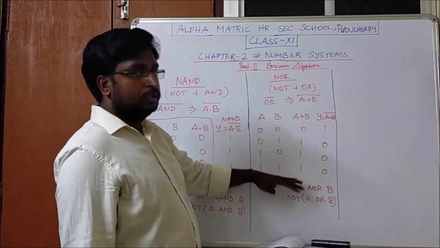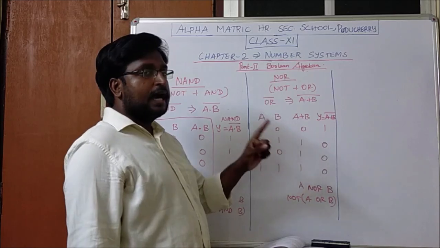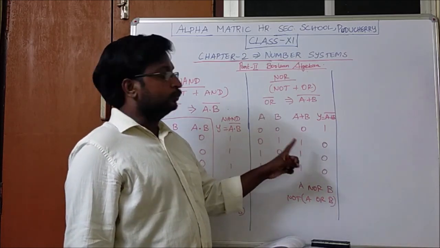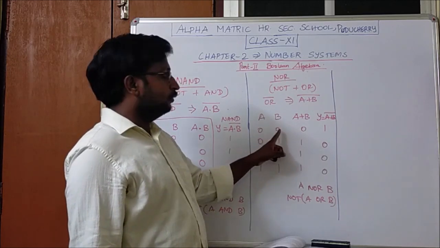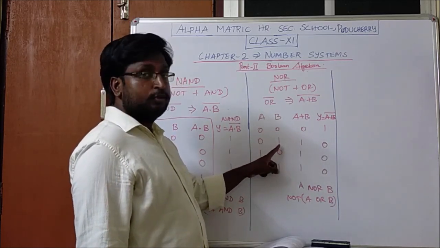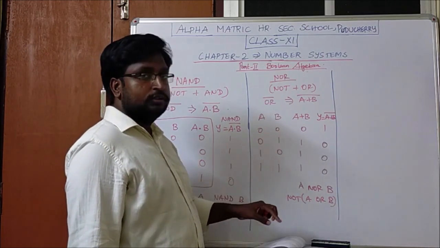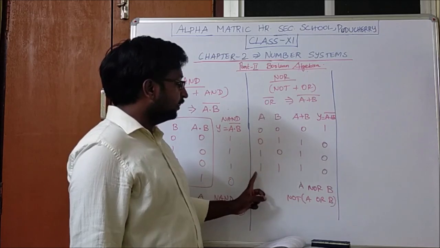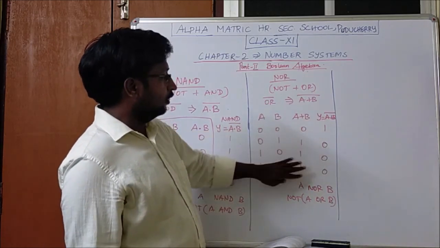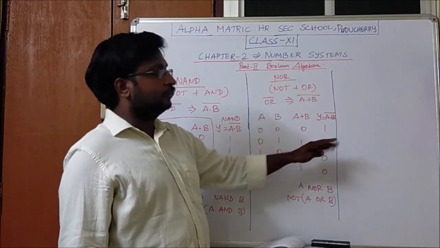Similarly, we have the truth table for A plus B, the OR operator. Here at least one input must be true for the result to be true. So here both the inputs are false, so 0, false. Here only one input is true, so the result is true. Here also only one input is true, so the result is true. Here both the inputs are true, so the result is true. This is for the OR operator. Now for the NOR operator, you have to take the inverse of that.